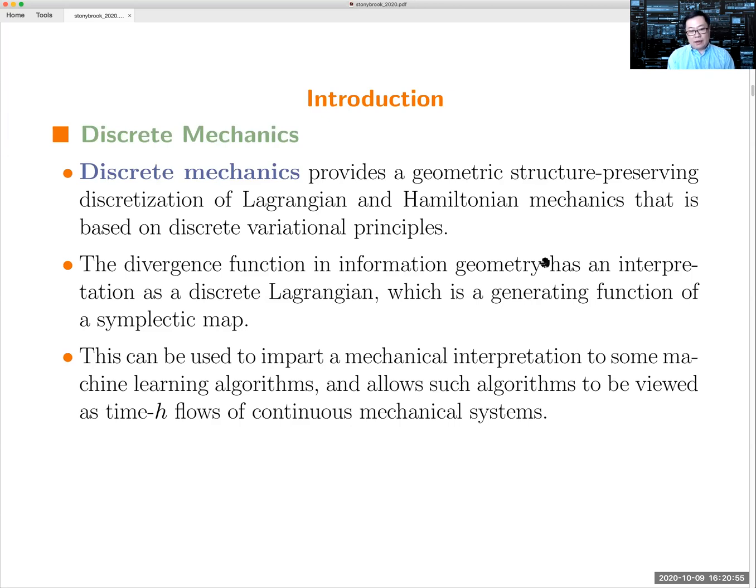And because the divergence function can be viewed as one of these discrete Lagrangians, which is a fundamental object in discrete mechanics, we hope to leverage that analogy to say something about, again, thinking about machine learning algorithms as continuous time flows in that sense.